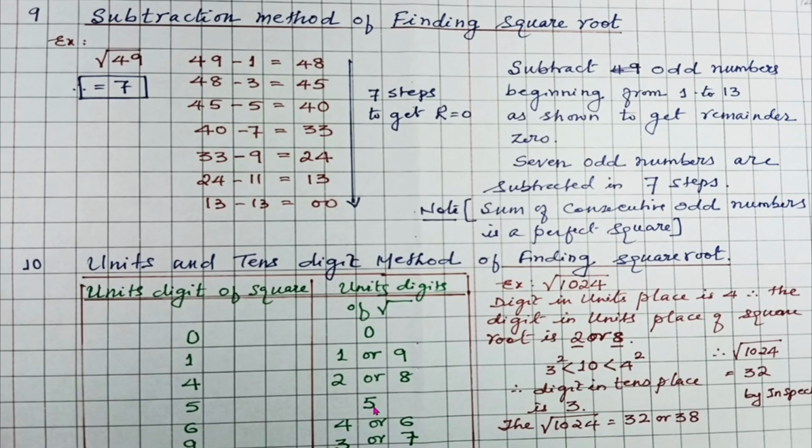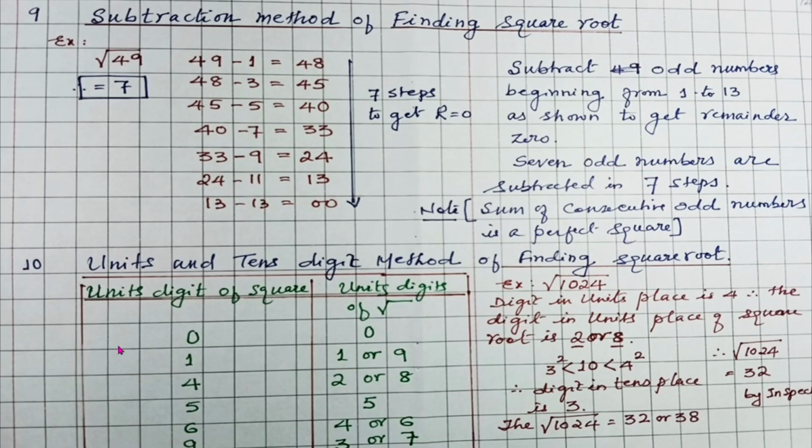And if I square 5, it is 25. The digit in the units place is 5. If I square 4, it is 16. Then the digit in the units place is 6. If I square 6, it is 36. The digit in the units place of the square number is 6. If I square 3, it is 9. The digit in the units place is 9. If I square 7, it is 49. Then the digit in the units place of the square number is 9.